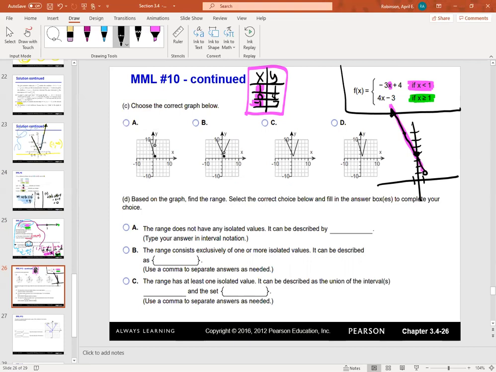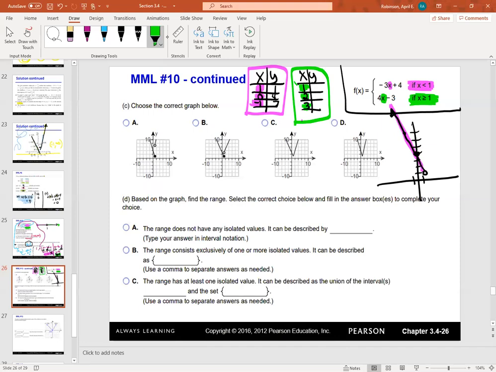Now, I'm going to do the same thing with the green one, except I have to pick different values for X. X has to be greater than or equal to 1. So I'm going to pick 1, 2, and 3. These are the X coordinates I'm going to choose. But I have to plug them into this X where I'm highlighting in green.